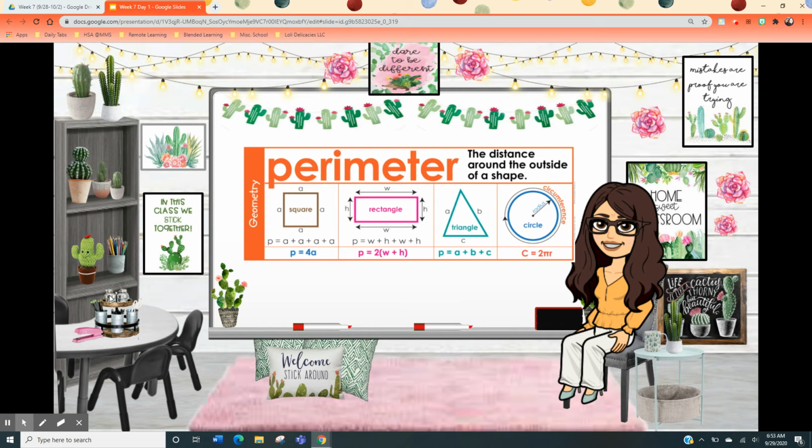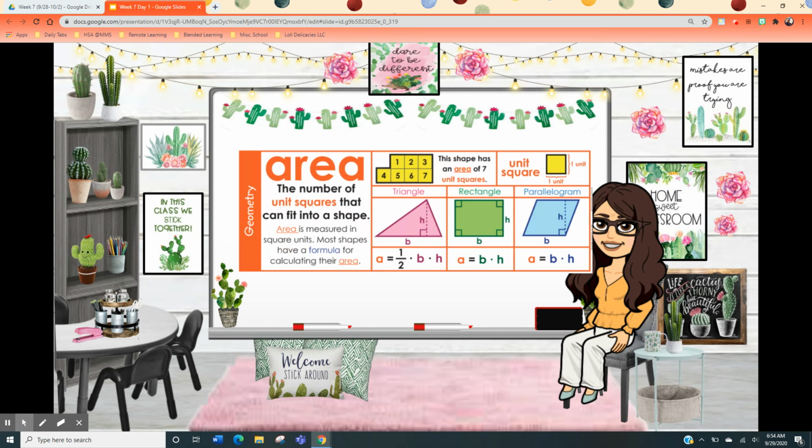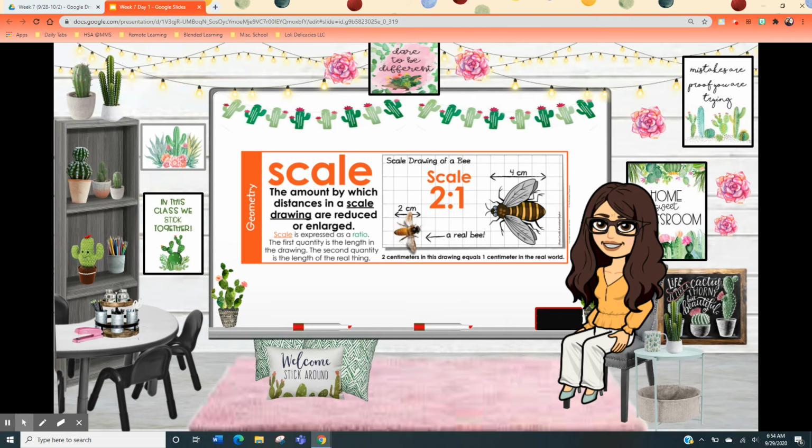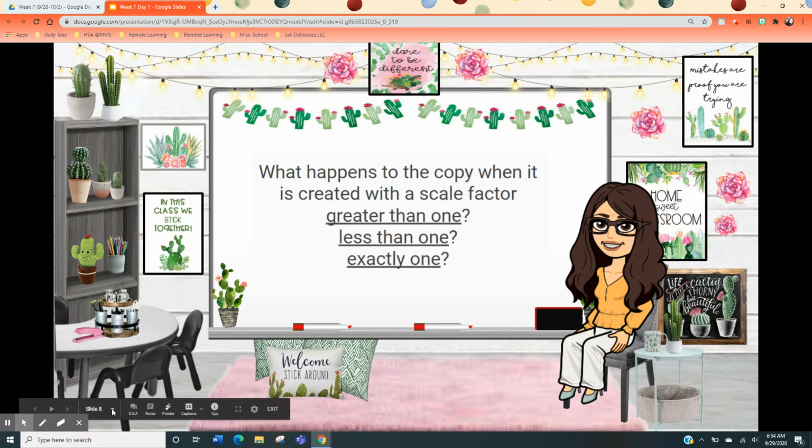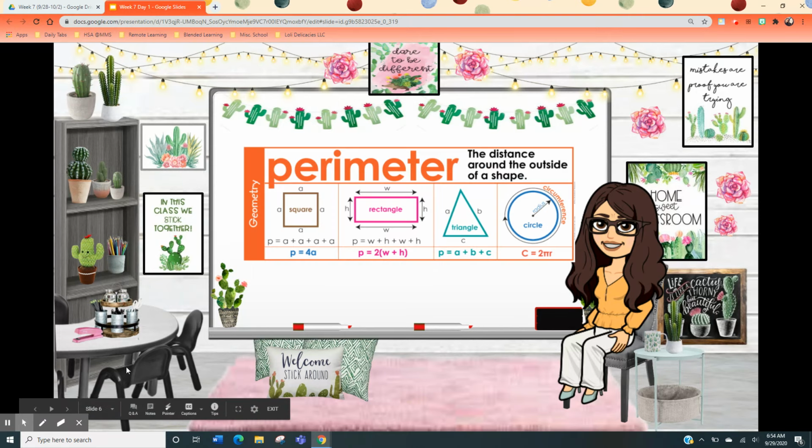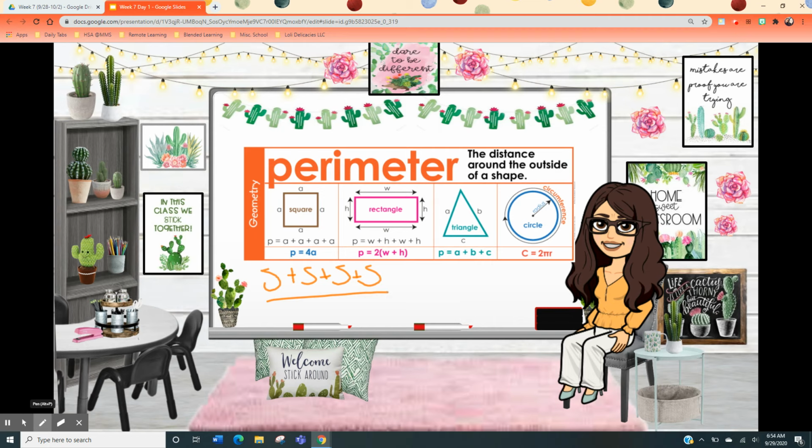Perimeter. Perimeter is the distance around the outside of a shape. So remember, for perimeter, we're adding. Even for a rectangle. So here it shows a square. For a square, we do side plus side plus side plus side. For a rectangle, we can either do the same, side plus side plus side plus side, or you can do 2 times length plus 2 times width.